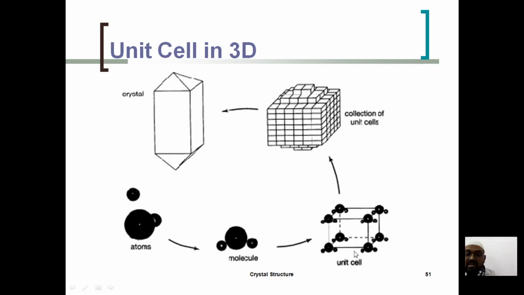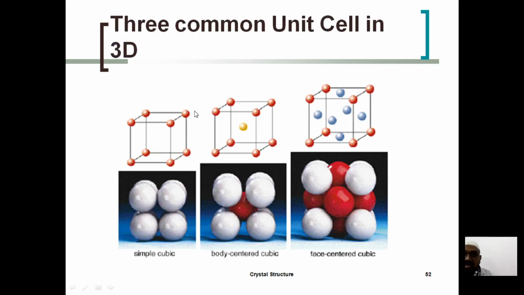So you can just see this. This is the unit cell, and the combination of these unit cells starts from here. Atoms and molecules will be arranged at the corners of the unit cell, and the combination of different unit cells in 3 dimensions will give rise to the exact crystal structure.